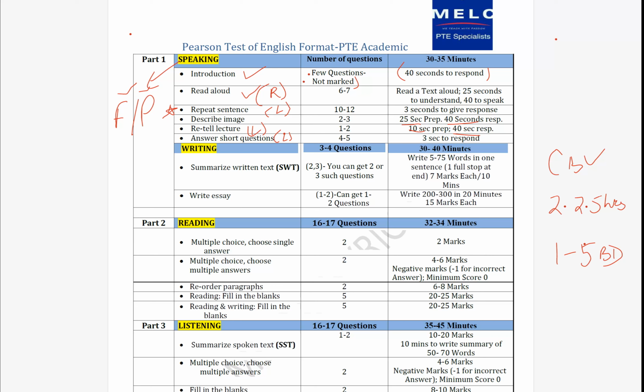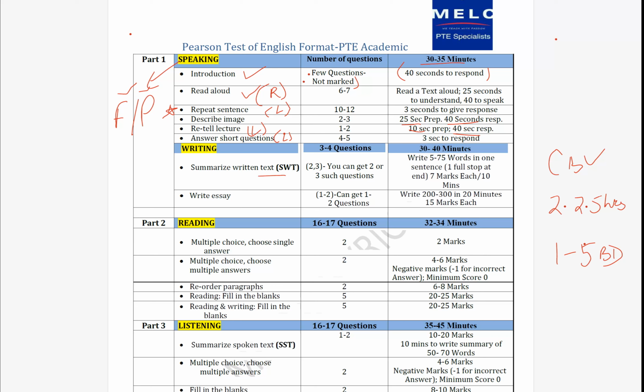Now we move on to the writing part. Now writing, first task is called summarize written text. You can get 1 or 2 questions. However, in the past, you used to have 2 to 3 questions. It's a 30 to 40 minutes task in total. Writing and speaking is around 30 to 35 minutes. So summarize written text. You are supposed to summarize.